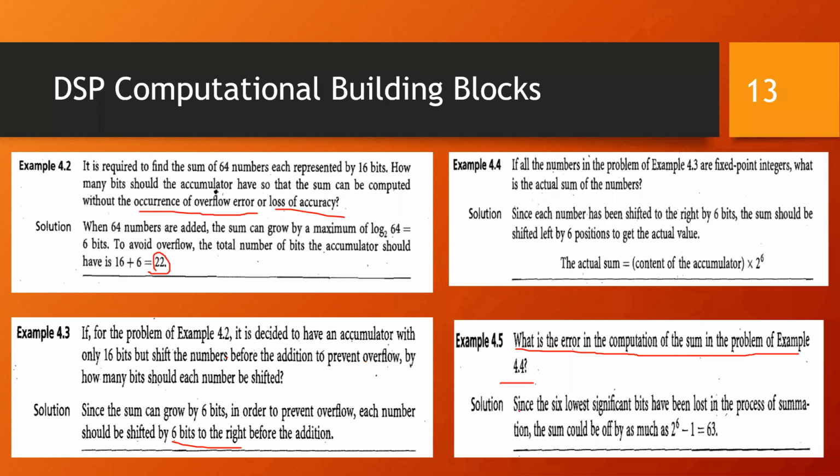So what is that loss? Since the lower six significant bits have been lost in the process of the summation, the sum could be off by as much as 2 raised to 6 minus 1. In the previous case, it will be 2 raised to 1 minus 1, that is, a 1 bit loss will be there in what I discussed. In this case, the loss will be around 63, so it will be off by 63. So this loss is incurred, but overflow is avoided.